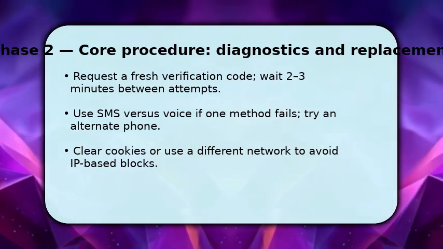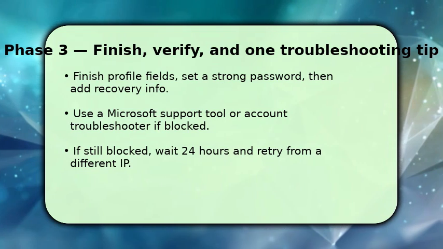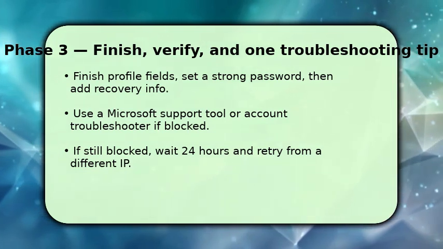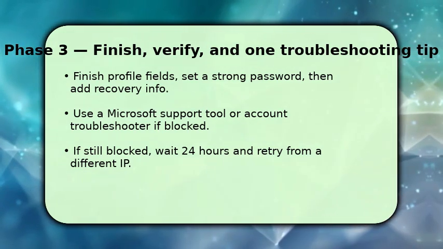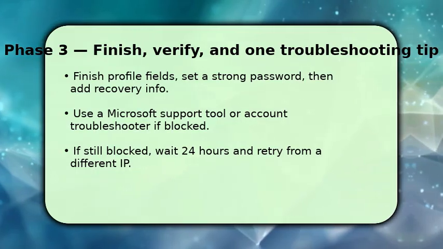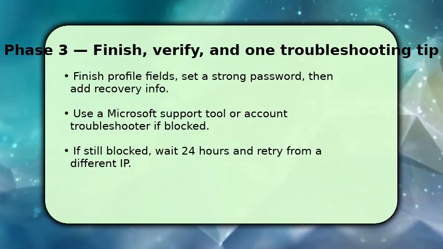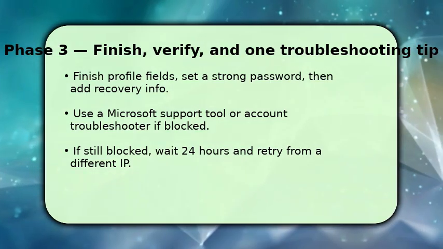Finally, complete the remaining profile fields, choose a strong password, and add recovery info to reduce future blocks. Once all fields are valid, submit and expect immediate account provisioning. If Microsoft still blocks you, run the account troubleshooter or use the support tool. These steps can lift automated restrictions.